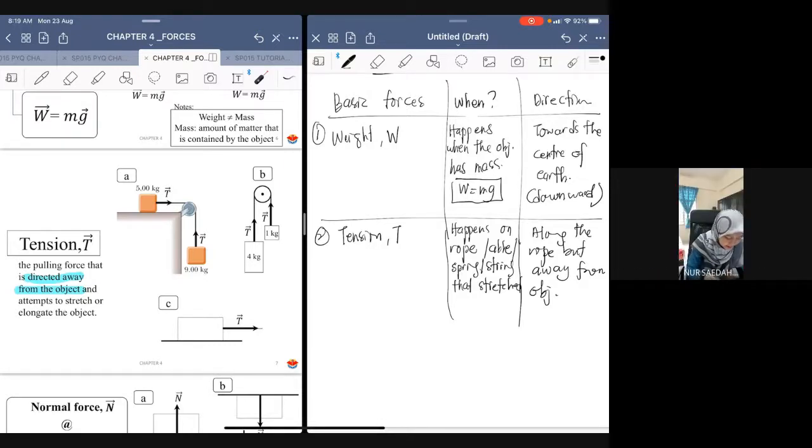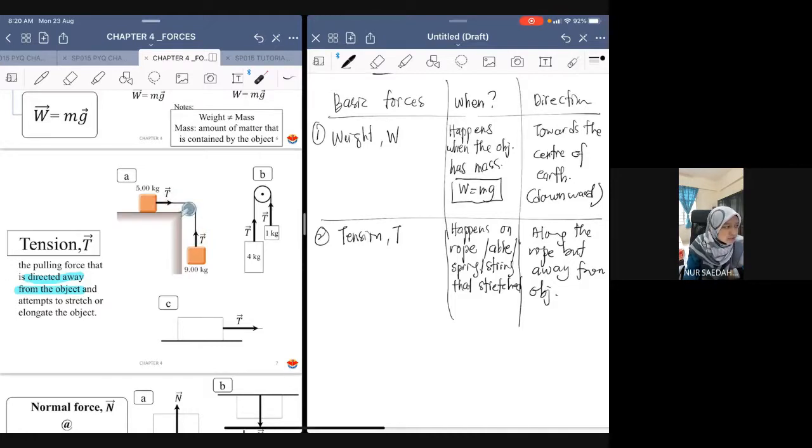So adakah tension ni, kita ada tension from 5 kg and tension from 9 kg. Okay, ni tension 1 and tension 2. Adakah tension 1 and tension 2 ni nilai dia sama? Sama. Sebab dia sebenarnya ada satu je tali, dia cuma connect dengan puli saja nak bagi dia bengkok, betul tak?